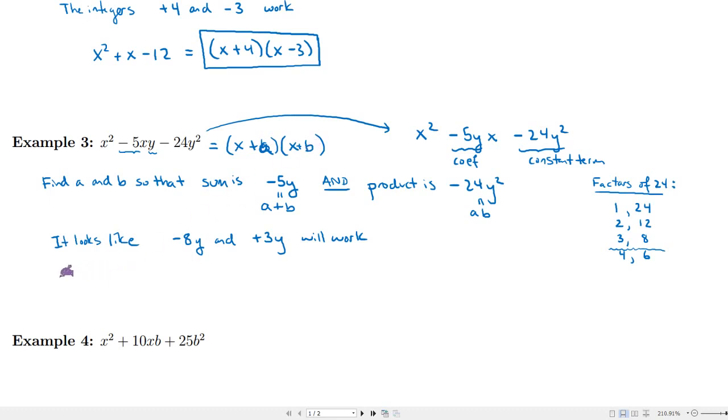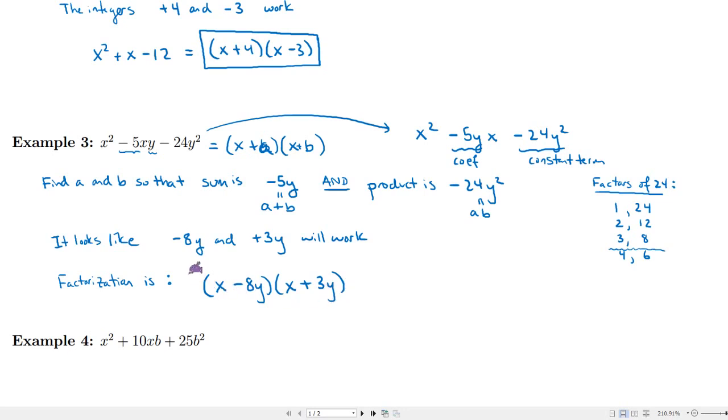So the factorization is, or you could just say it's the solution, x. We could call that one A. It doesn't really matter if that's A or that's A. X minus 8y times x plus 3y.